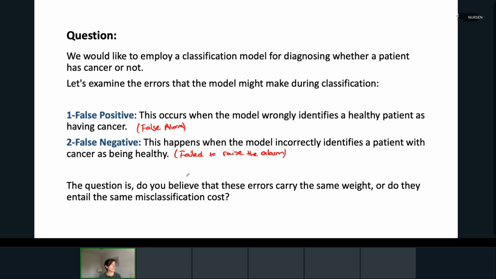So the question is, do you think these errors have the same weight, or do they have the same cost? So what do you think? You can use the chat to write your thinking process or write your answer. Do you think these errors have the same weight, or do you think one of the errors is much more important than the other?